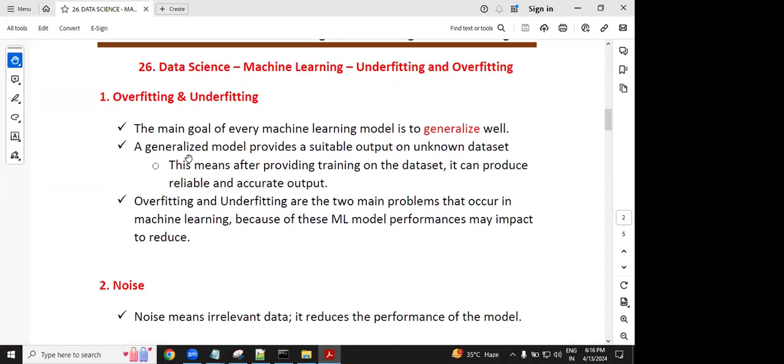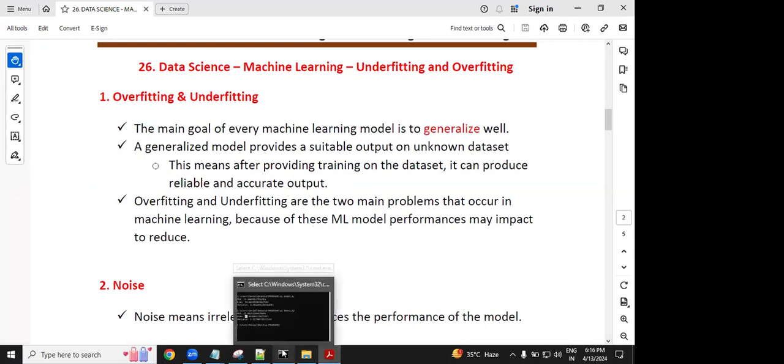Now, a generalized model provides the suitable output on an unknown dataset. This means after training on the dataset, it can produce trusted and accurate output. Overfitting and underfitting are the two main problems that occur in machine learning, because of which ML model performance may be impacted. Very, very important.